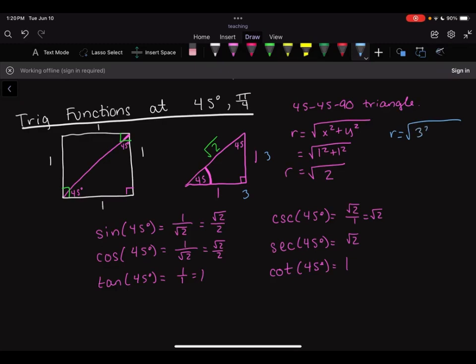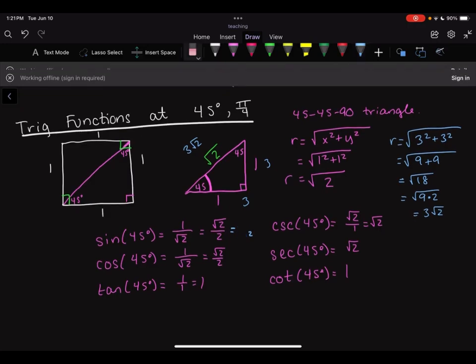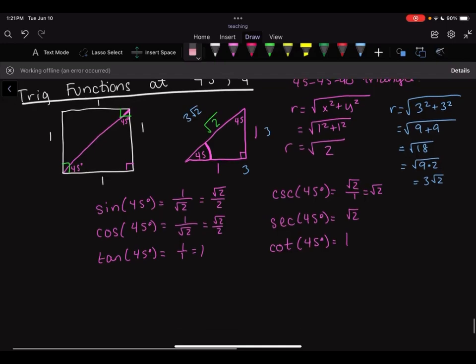And I'll show you. Let's see, this would be 9 plus 9, so I'm going to get square root of 18. Square root of 18 actually can reduce into 3 root 2. And so we would have seen the same things happen, right? So this would have been 3 over 3 root 2. The 3's would have canceled. You're still left with 1 over root 2. And so on and so forth. So I won't harp on that too much. I just wanted to make the point that even if your triangle is bigger, you're still seeing the same relationships no matter what.